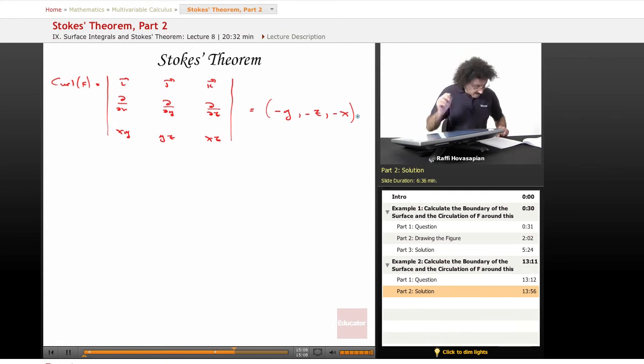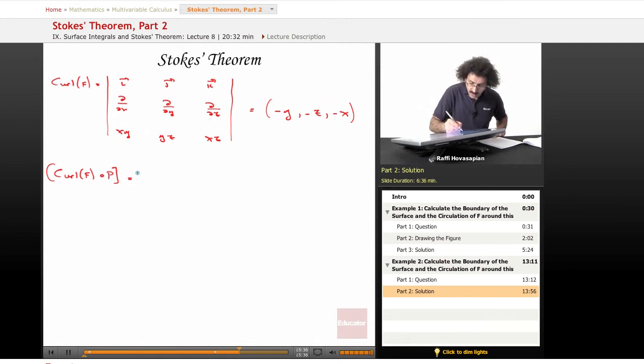Okay, now we're going to form the curl of F of p. We're going to form the composite function. This is the curl of F, and we're going to put the parameterization into that. Wherever I see y, I put the second coordinate function. Wherever I see z, I put the first coordinate function. Wherever I see x, I put the third coordinate function.